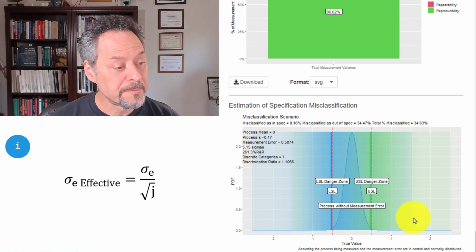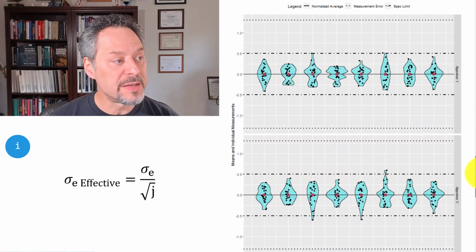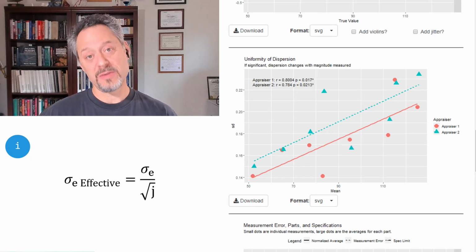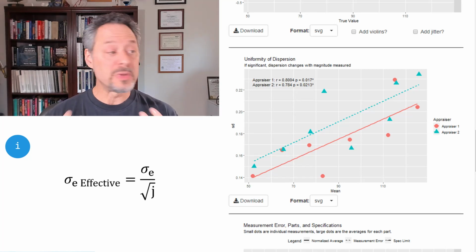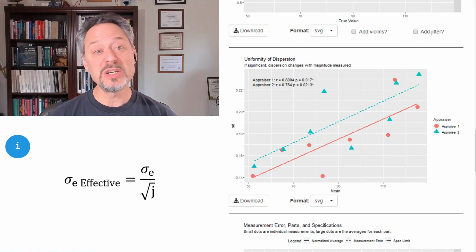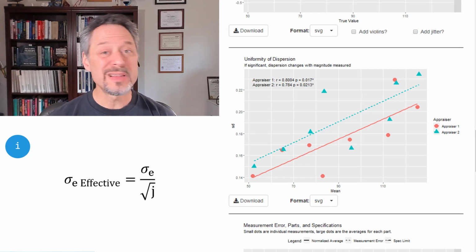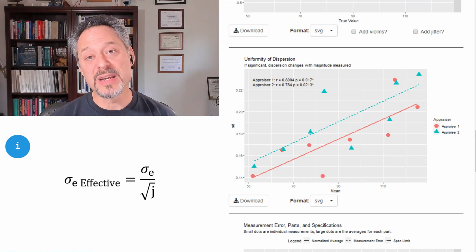Adding to the fact that the real issue here is my uniformity of dispersion. Now, bias I can correct for, right? So bias, I can build an equation, I can put that into my machine, or I can do it by hand, and I can recorrect it back to the true value. But variability, I can't do anything other than take multiple measurements for.